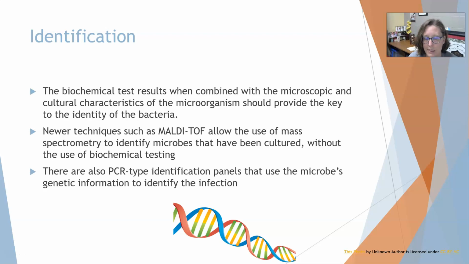There are also PCR-type identification panels that use the microbe's genetic information to identify the infection, and those are usually run on the initial specimen. So they're run on a sputum or a fecal sample, and it tests for a whole panel of microbes, including usually viruses, bacteria, and fungi that are likely to be causing infection, and it tests for all of it all at once.